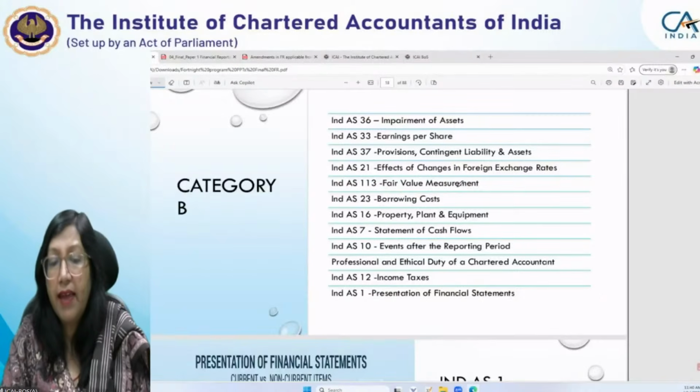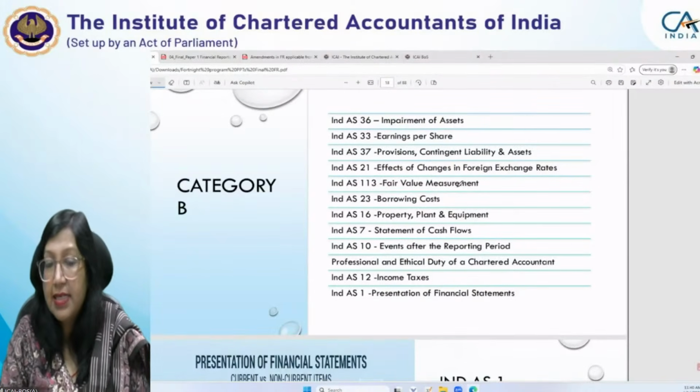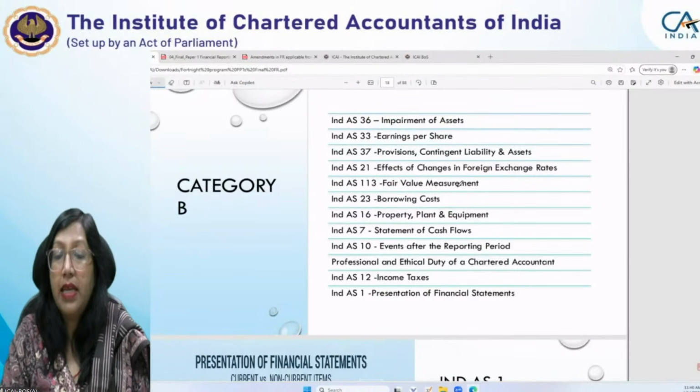Okay, now we have next standard, that is Ind AS 16, property, plant and equipment.